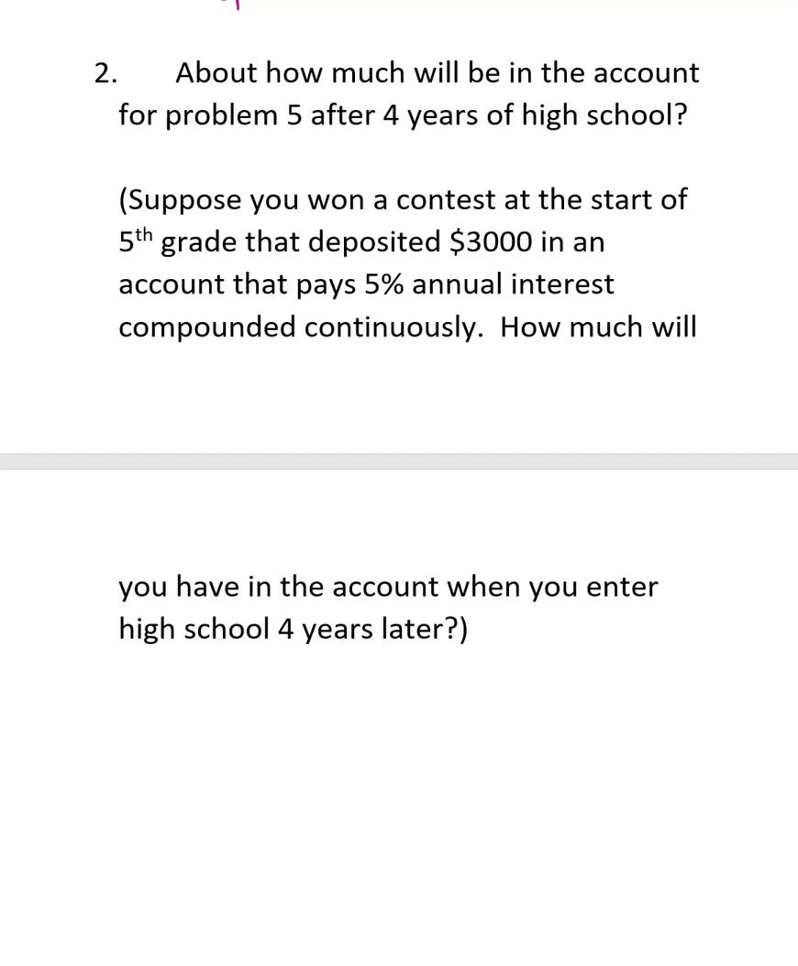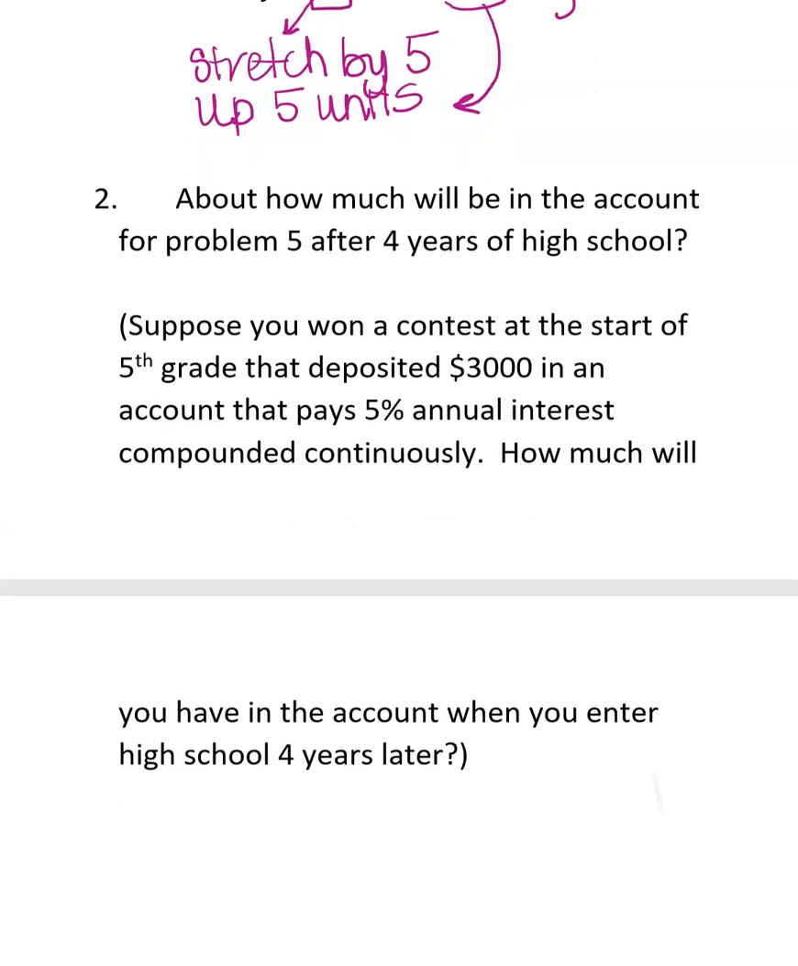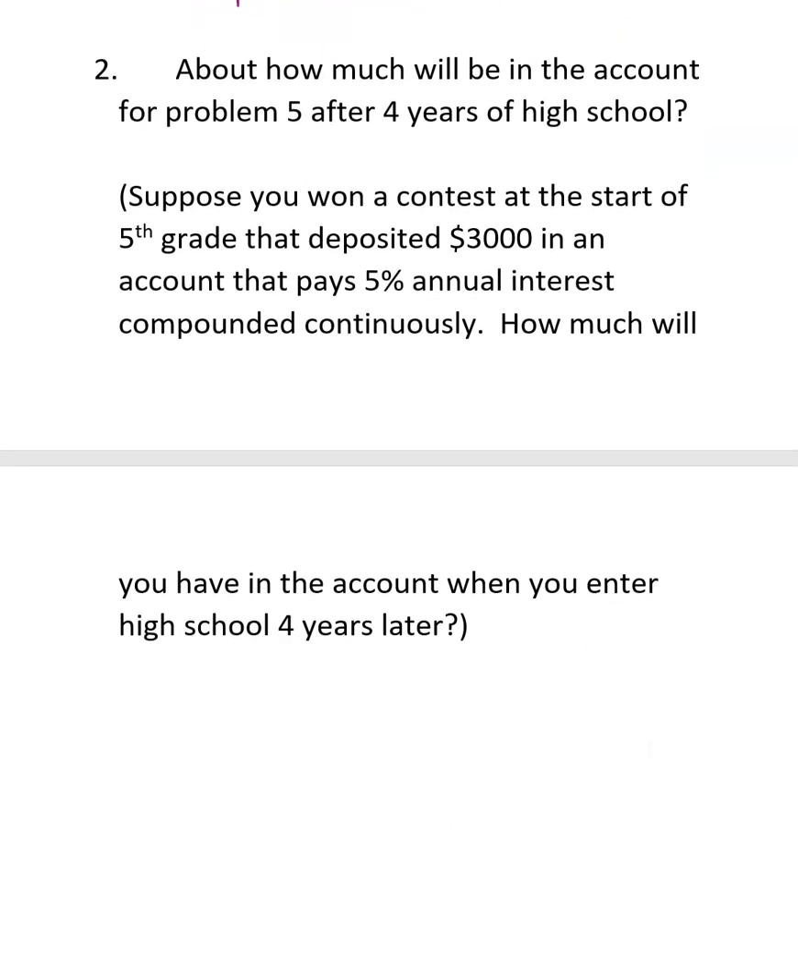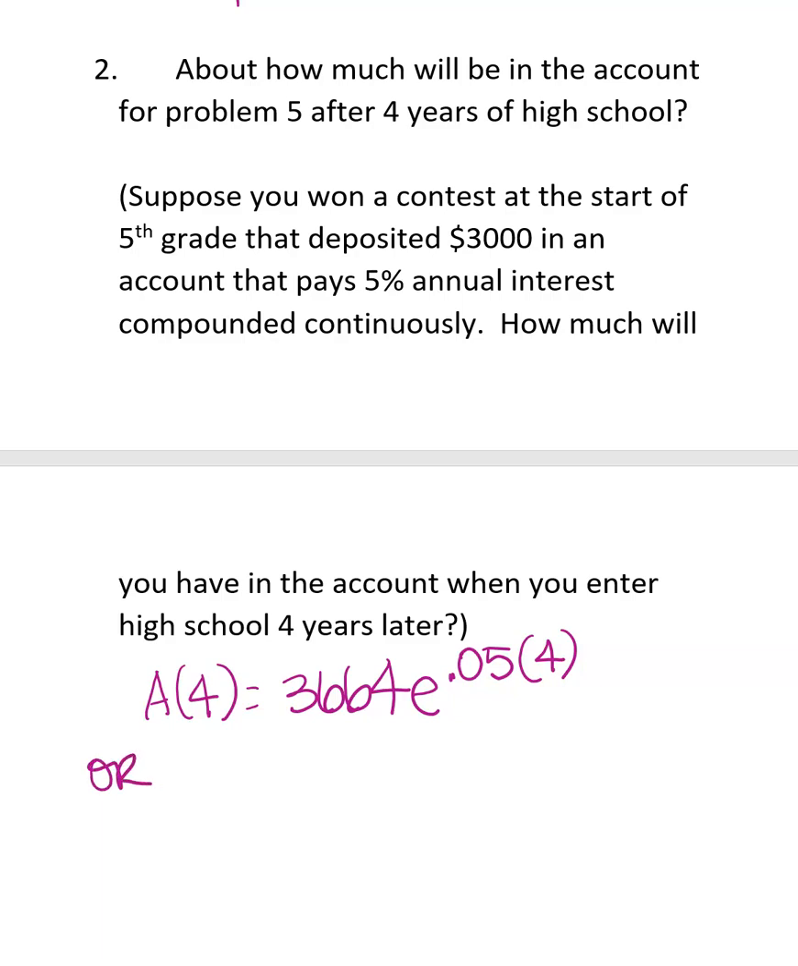So you can do this problem a couple different ways. You could use the answer that we just got up here, which was 3,664. So A of 4 years, 3,664 would be the starting principal, e to the 0.05, and then we're going to do this 4 more years. Or you can start with what you did at the beginning and do 8 years. So at the beginning, we deposited $3,000 and it's going to stay in there for 8 years. So you're going to do 4 years of middle school and then 4 years of high school. So we're going to change this to an 8.